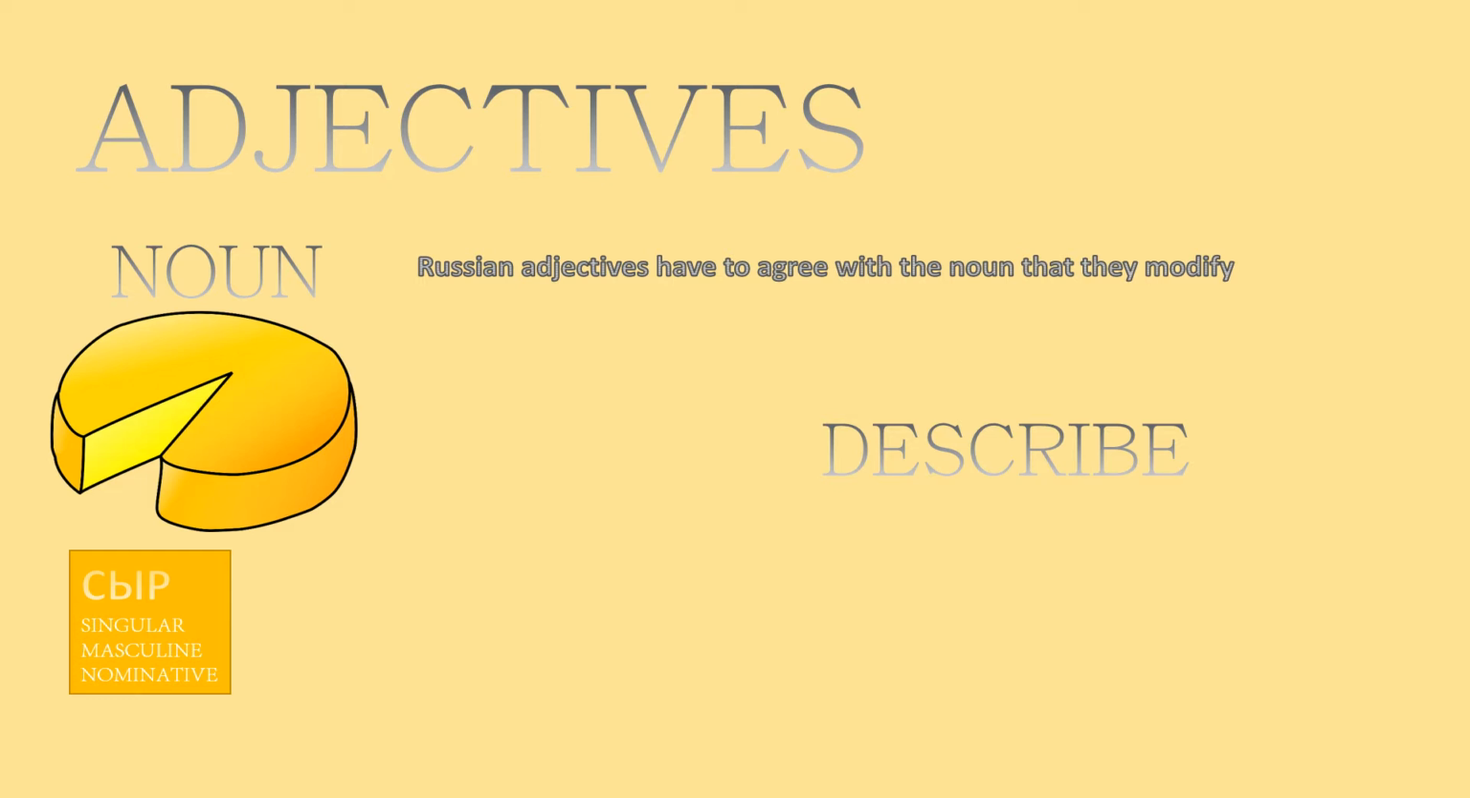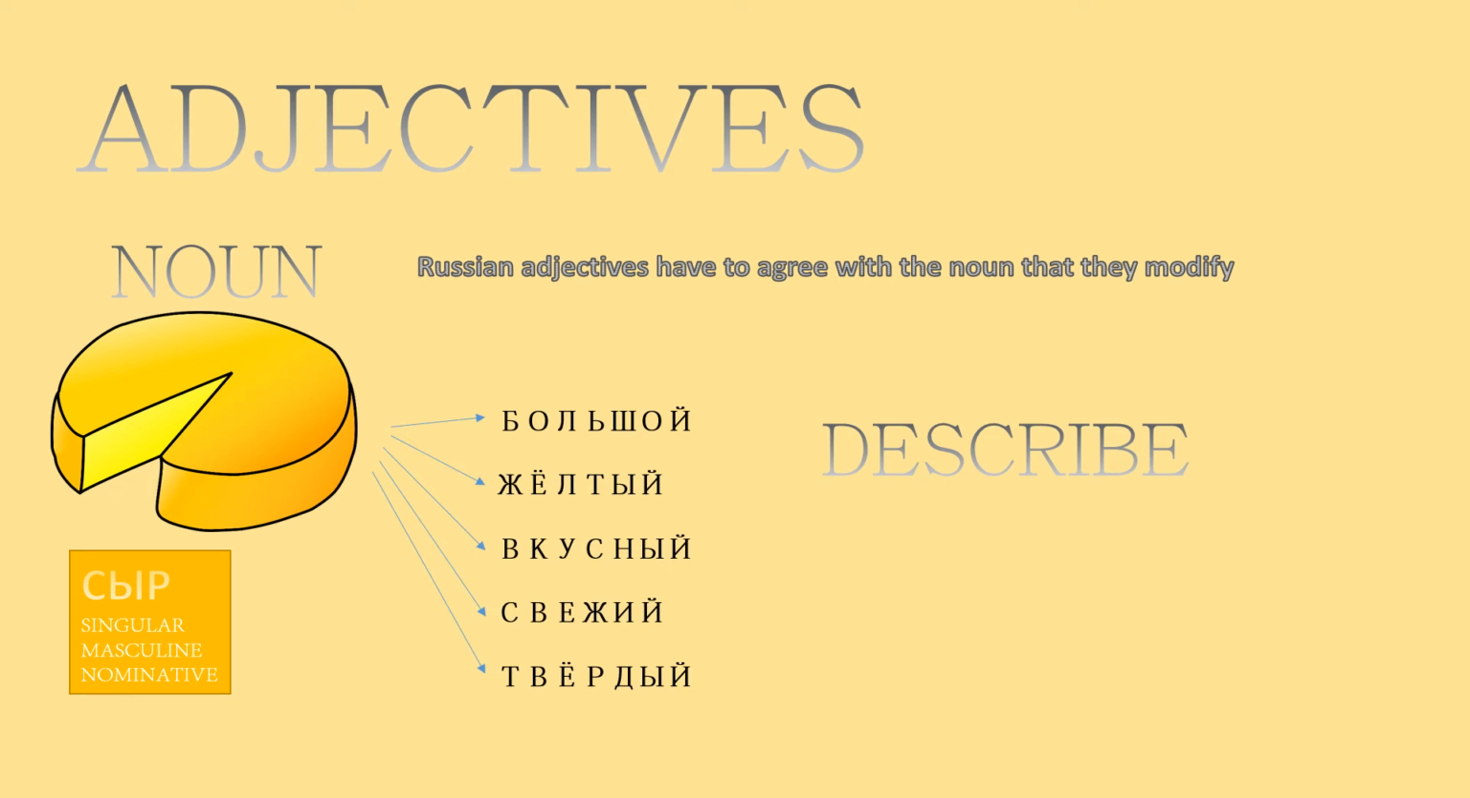So, if we want to describe this cheese, we have to use an adjective in nominative case, masculine and singular. We can say этот сыр большой, желтый, вкусный, свежий и твердый.